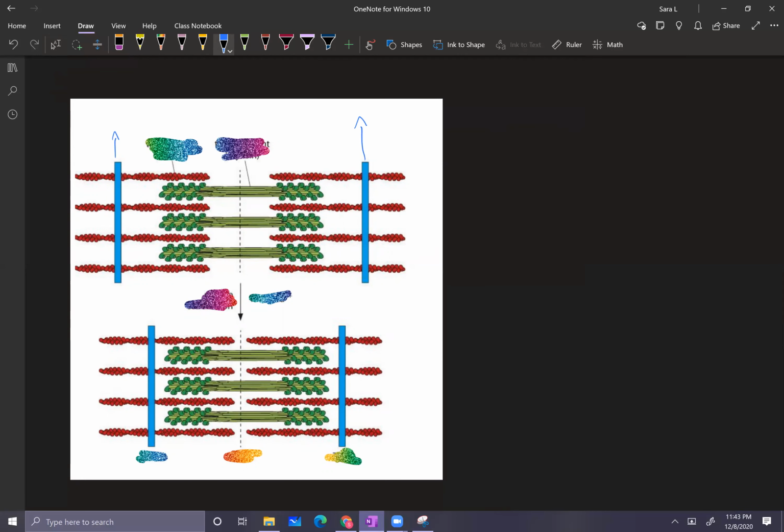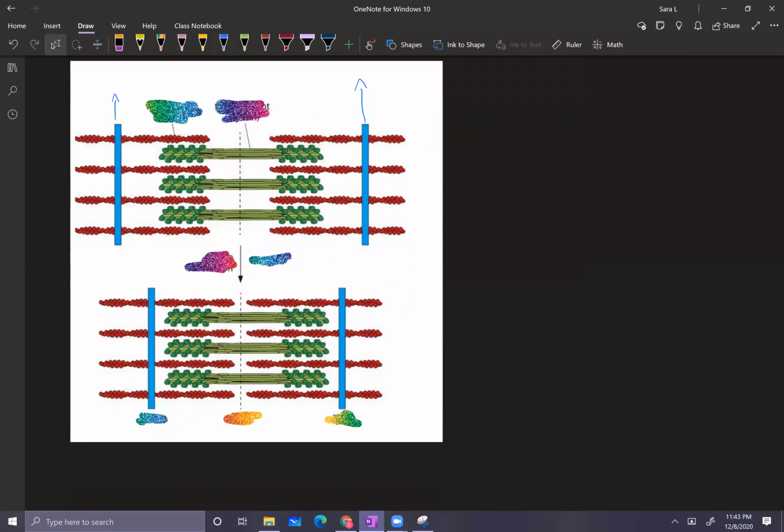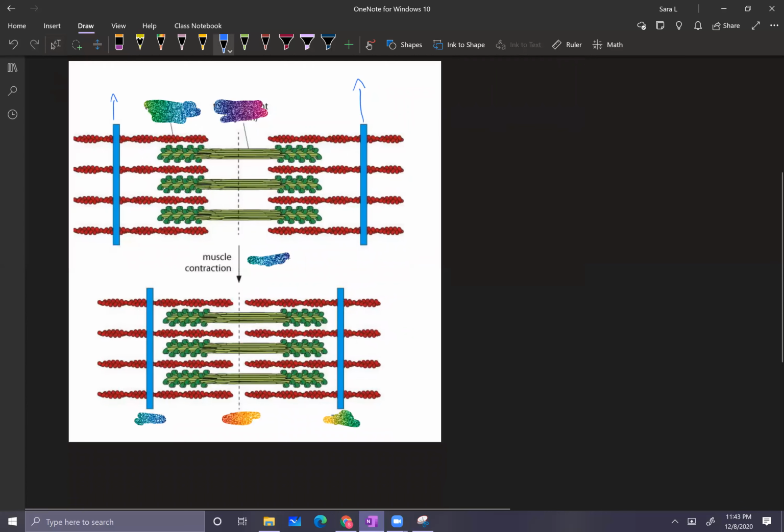And you can see in the difference between these two images, the sarcomeres actually come closer together. And this is actually depicting muscle contraction versus muscle when it's relaxed. So when we start out, we have our thin filaments, these red ones over here, and our thick filaments, these are our green ones. So the thin filaments are called actin, and our thick filaments are called myosin.